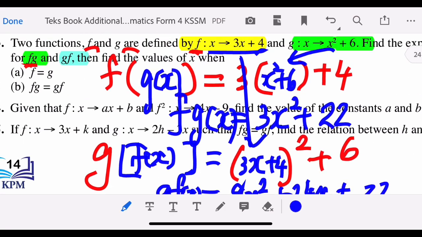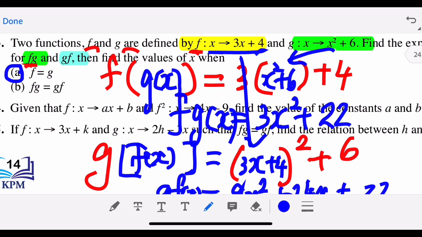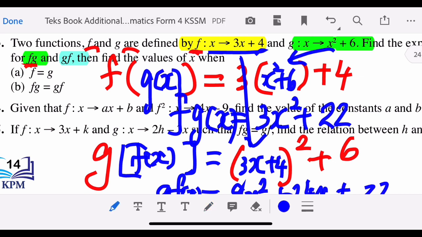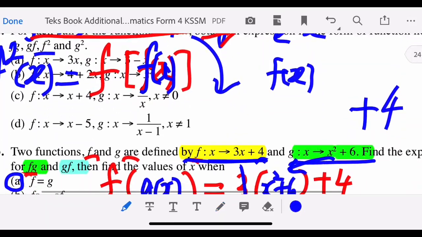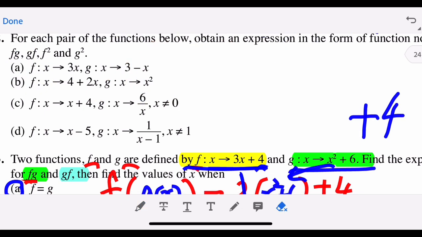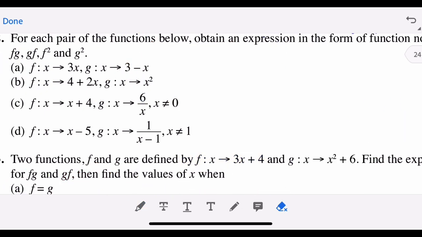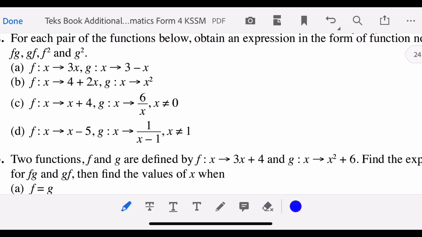Now we need to solve. How to solve f equal to g? Meaning that we will take this function equal to this function. For f equal to g, let's do it here, f equal to g. So let's erase some space. Now we are going to take the f.